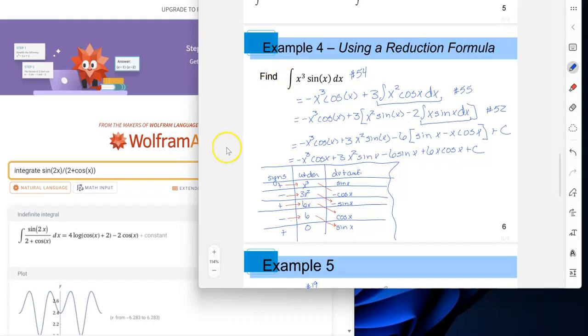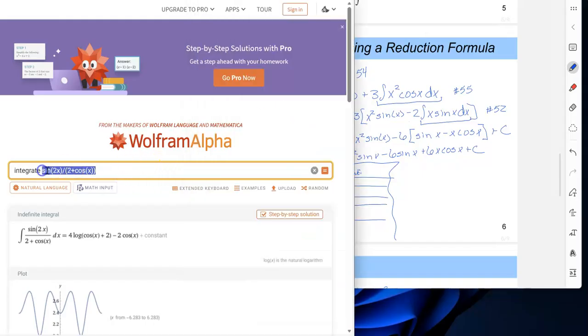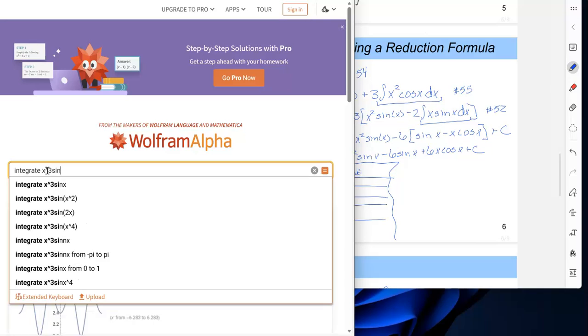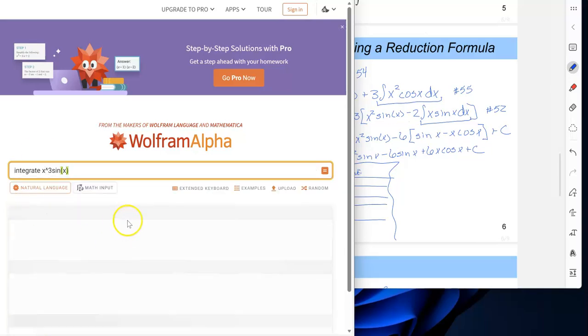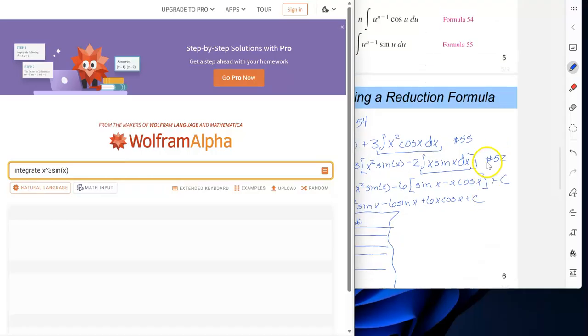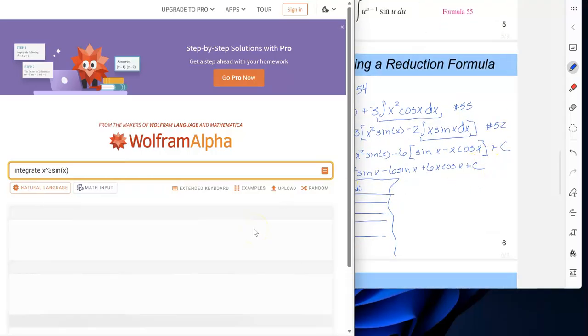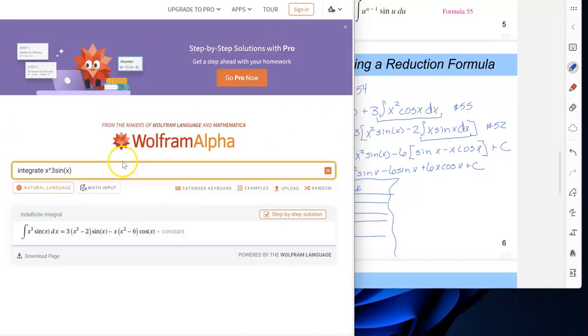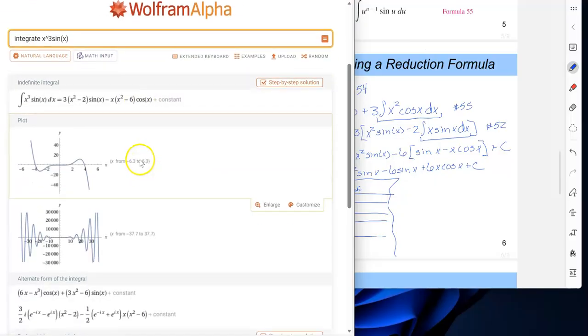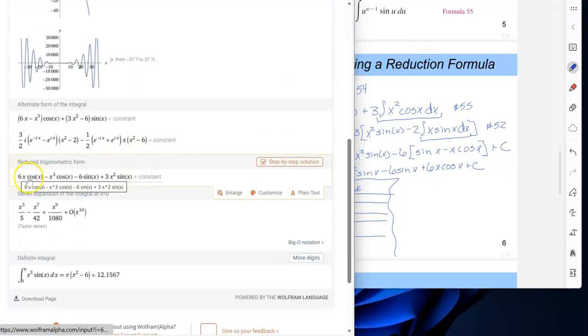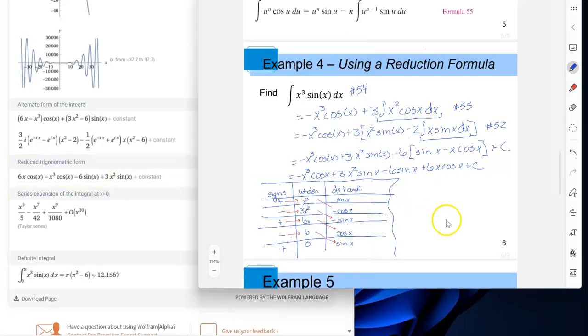Let's say we wanted to integrate this guy. We had x cubed sine of x. Now I'm going to scroll down because it's going to give you various forms. Here is the one that's fully expanded, and you can see it's the same thing that we have here. Different order, but same answers.